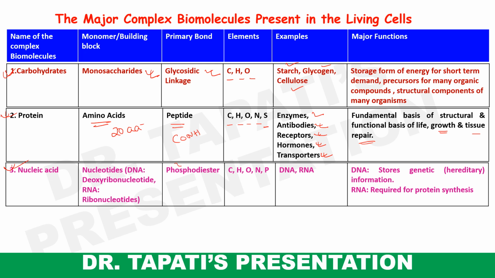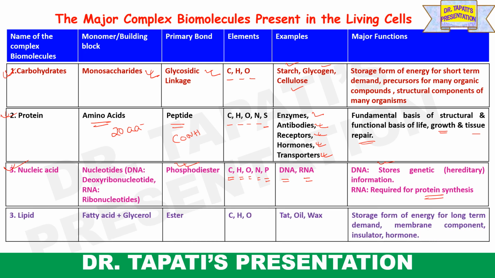Nucleotides are attached through phosphodiester bond. Primary elements are carbon, hydrogen, oxygen, nitrogen, and phosphorus. Examples are DNA and RNA. DNA stores genetic or hereditary information, whereas RNA is required for the protein synthesis.